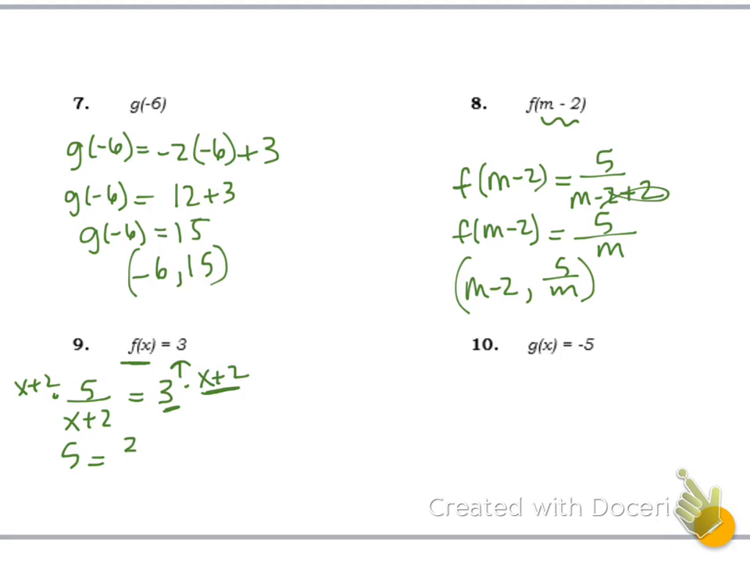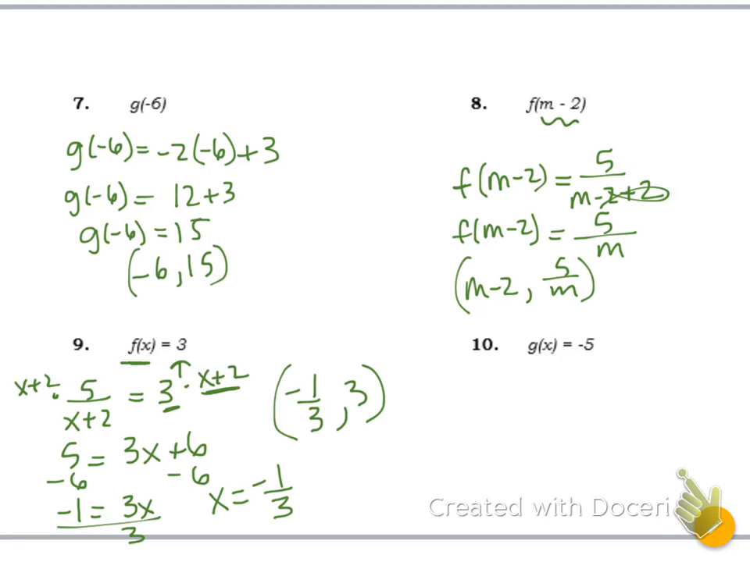So 3 times x gets me 3x. 3 times 2 gets me 6. And then we're going to solve regularly. So I'm going to subtract 6 to get negative 1 and divide by 3. So I get my x to be negative 1/3. So I got x as negative 1/3 and then my y value this time was 3. So we're going the opposite direction.